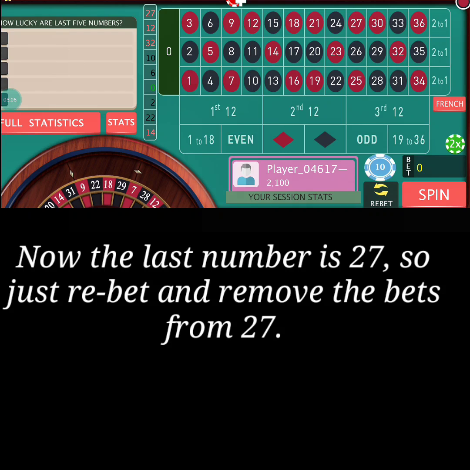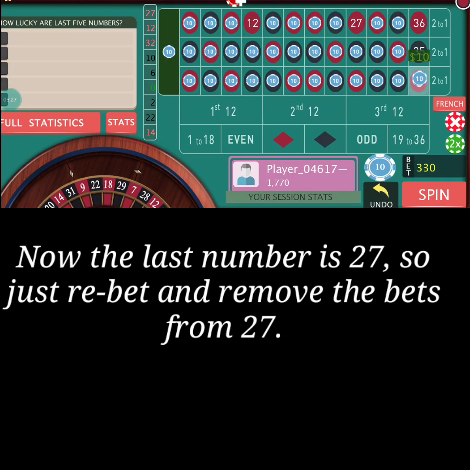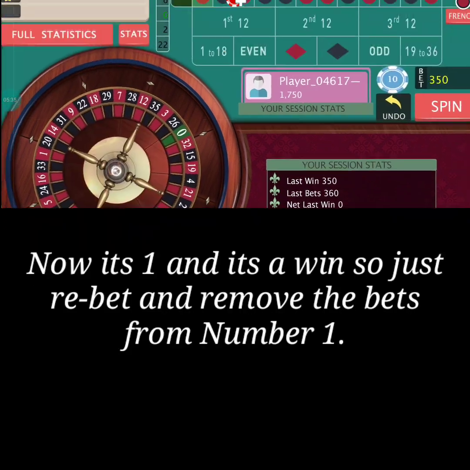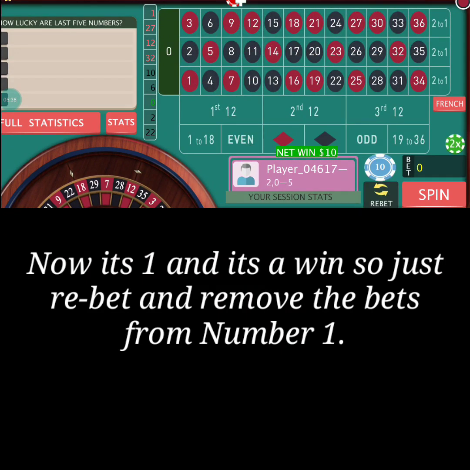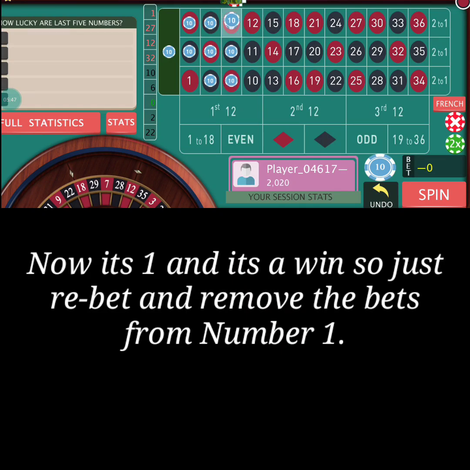The last number is 27. So I have to leave numbers 12 and 27, and cover every other number. At least try this kind of strategy once and see the difference. It's quite easy, and also nice to play. It's number 1, so leave the number 1 also. 1, 27 and 12 are the 3 numbers you have to leave now.